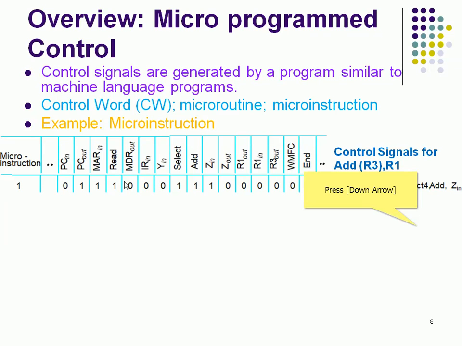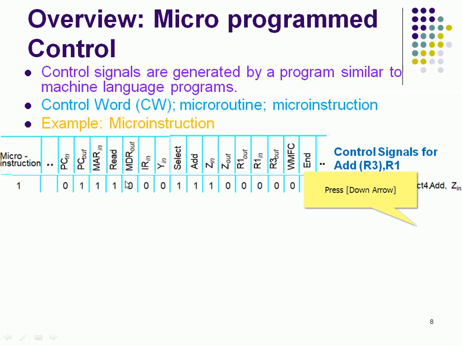For example, this is add indirectly R3 to R1. We have seen the control signals. For the corresponding control signals, we observe a micro instruction. Wherever these are there, we write 1. Those that are not listed here in the control signals, we have to write 0, right? Similarly, you can see one more example.